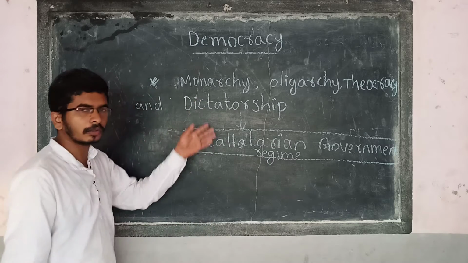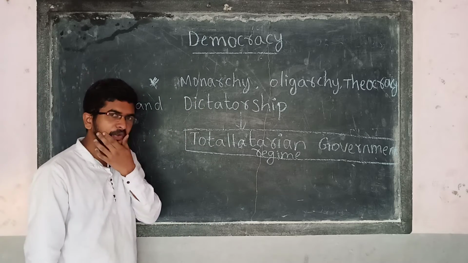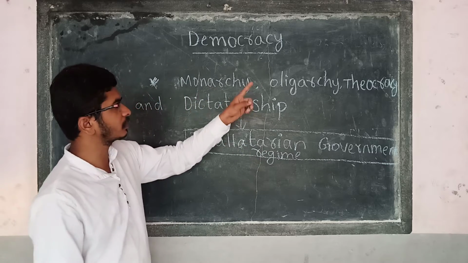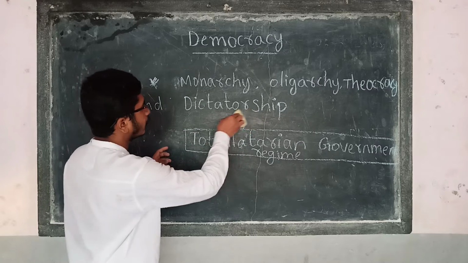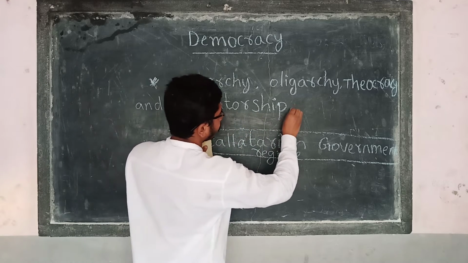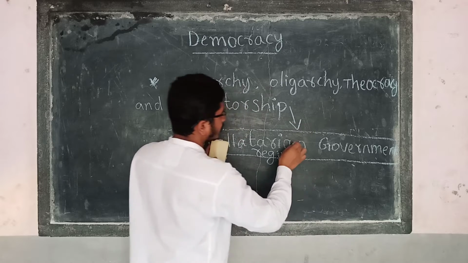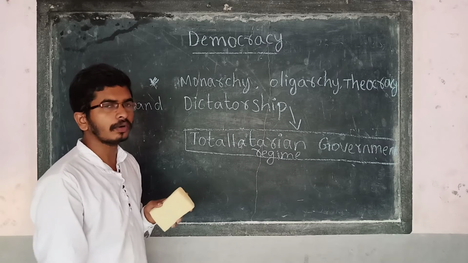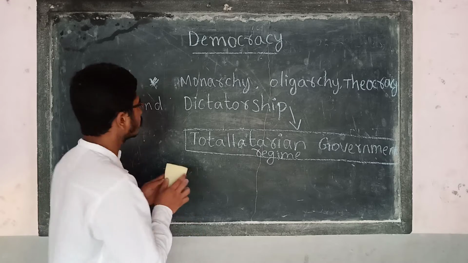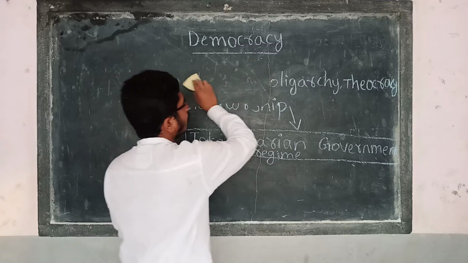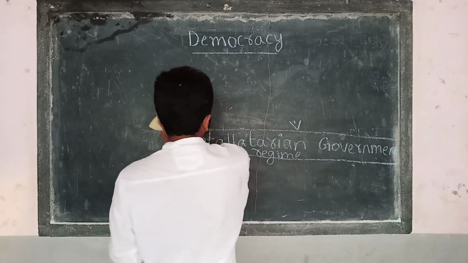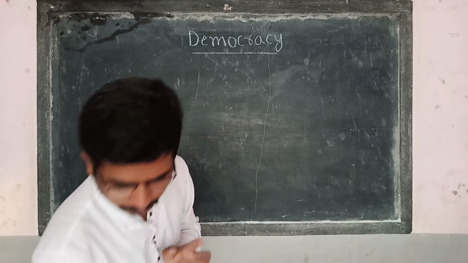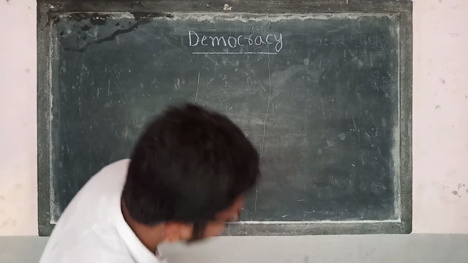Note down the points clearly. I give you 1 minute. Whenever I am writing, you have to note down the points. Monarchy, oligarchy, theocracy, dictatorship, and you have to keep the arrow mark clearly. These all come under the totalitarian government regime. Clear? Not democracy. Now we will learn about the democratic government.